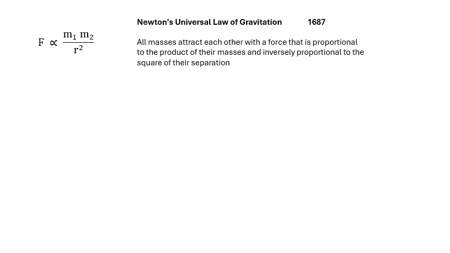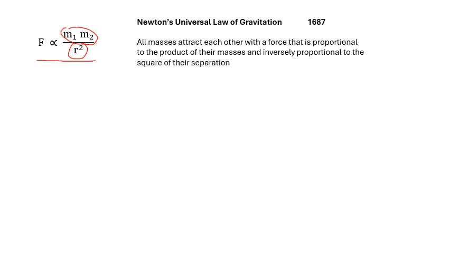All masses attract each other with a force that is proportional to the product of their masses and inversely proportional to the square of their separation. And what I've just said there is this equation here. It's that equation in words. All masses attract each other, okay? And the force is proportional to the product of their masses, so that's m1, m2, and inversely proportional to the square of their separation, center to center.